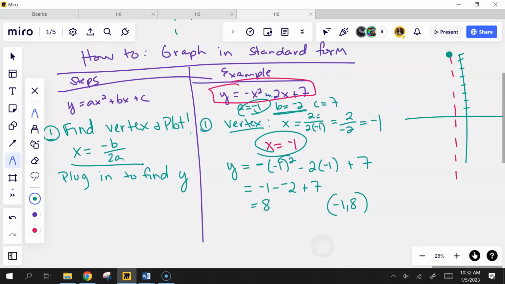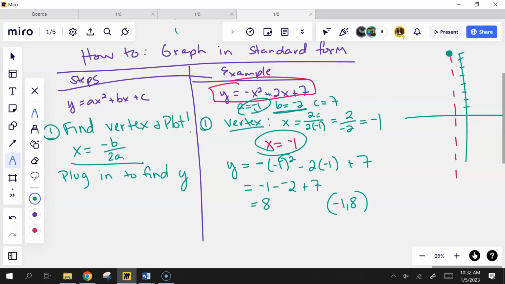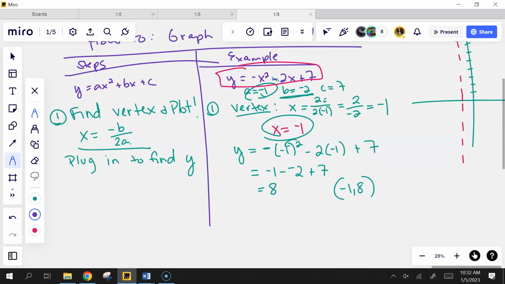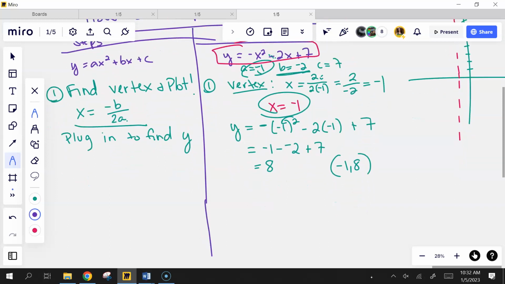Step 2. Here's where your steps start to go different ways. I need to find an easy point. Now, remember these properties we talked about with this parabola, how I reflected over that axis of symmetry. So I really just need to find one more point, and then I can use what I know from geometry.